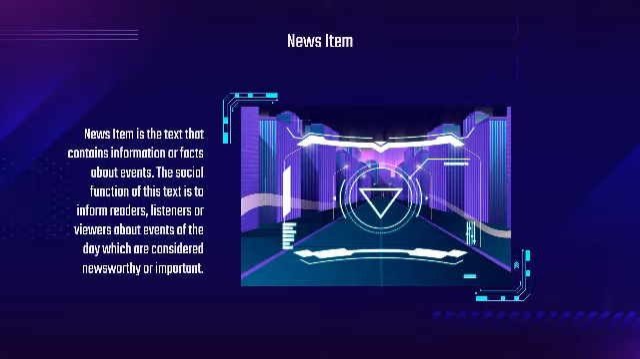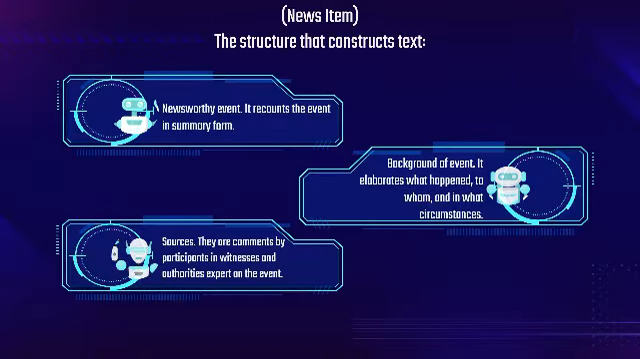Next genre is news item. News item is the text that contains information or facts about events. The social function of this text is to inform readers, listeners, or viewers about events of the day which are considered newsworthy or important. In news item, the structure that construct text are 1.